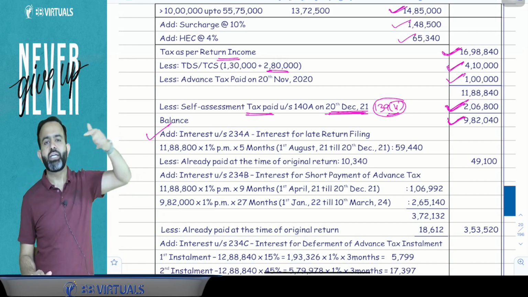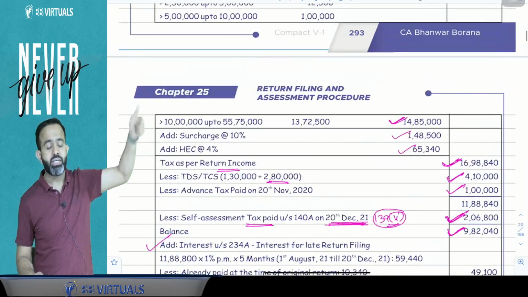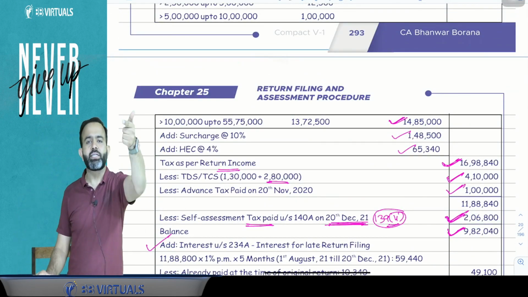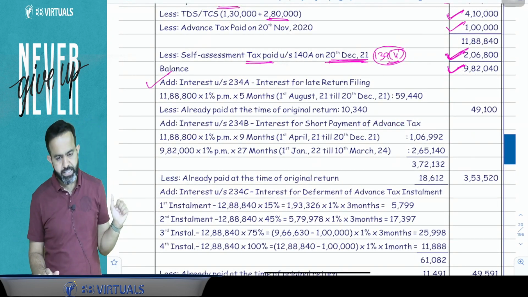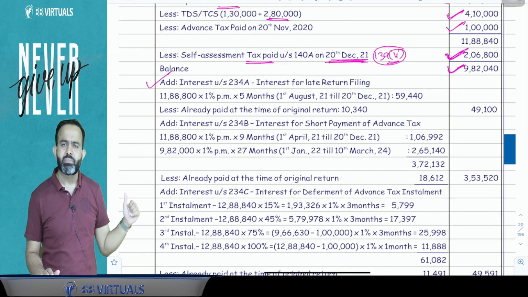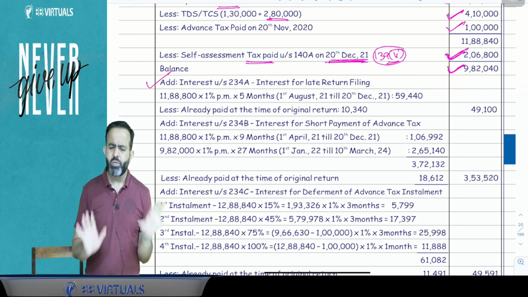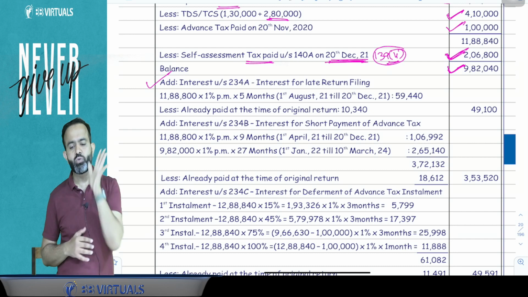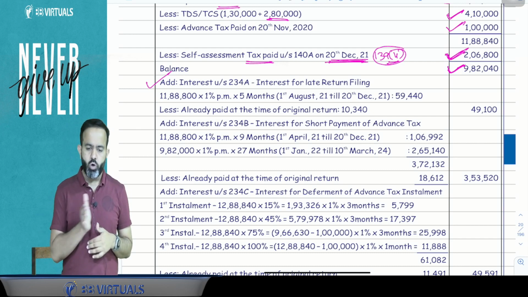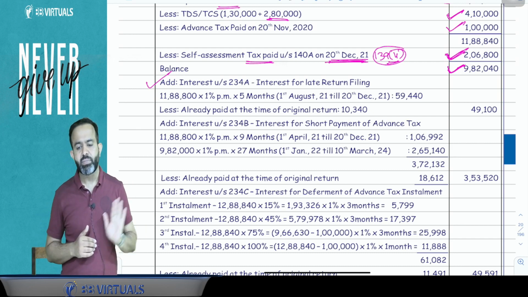Why did I calculate till the updated return in the last example? Because the updated return was the first return. But in this particular example, you already filed the return earlier, on 20th December 2021. So guys, 234A will be calculated only till 20th December 2021, from the 1st August 2021 till 20th December 2021.